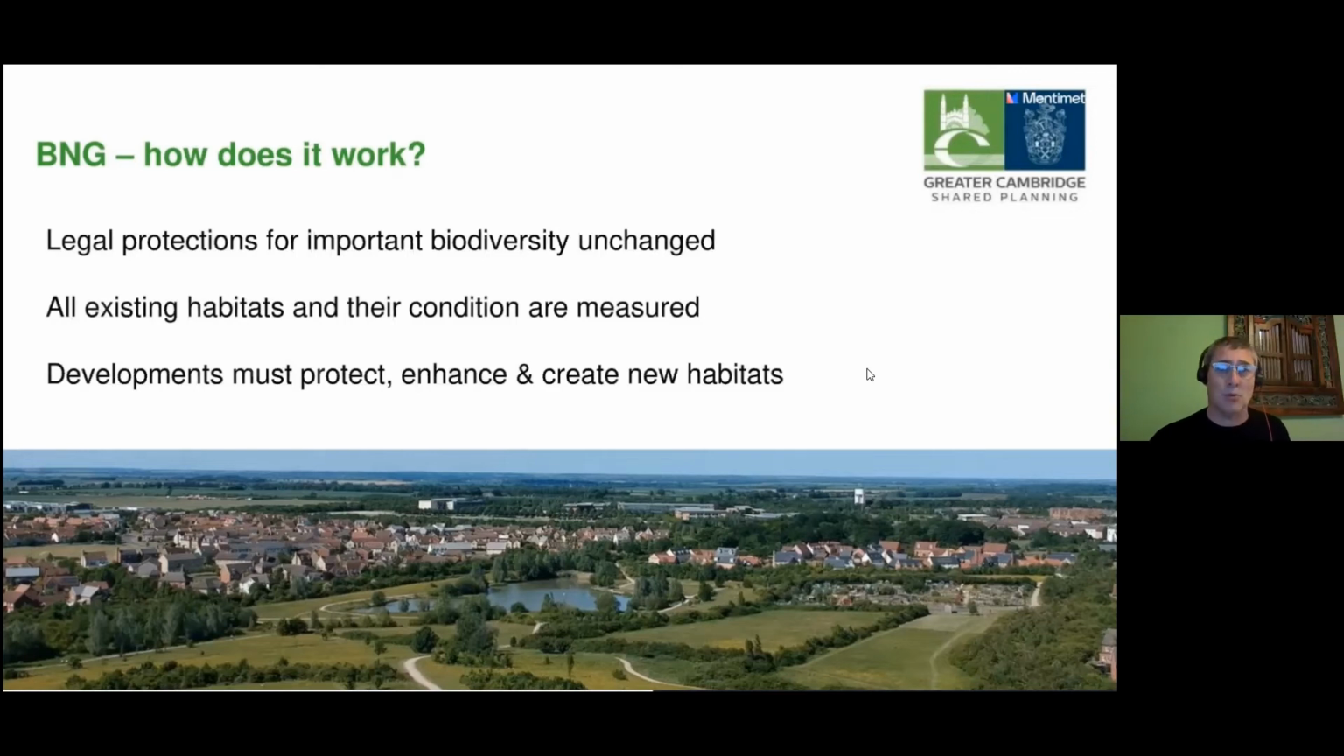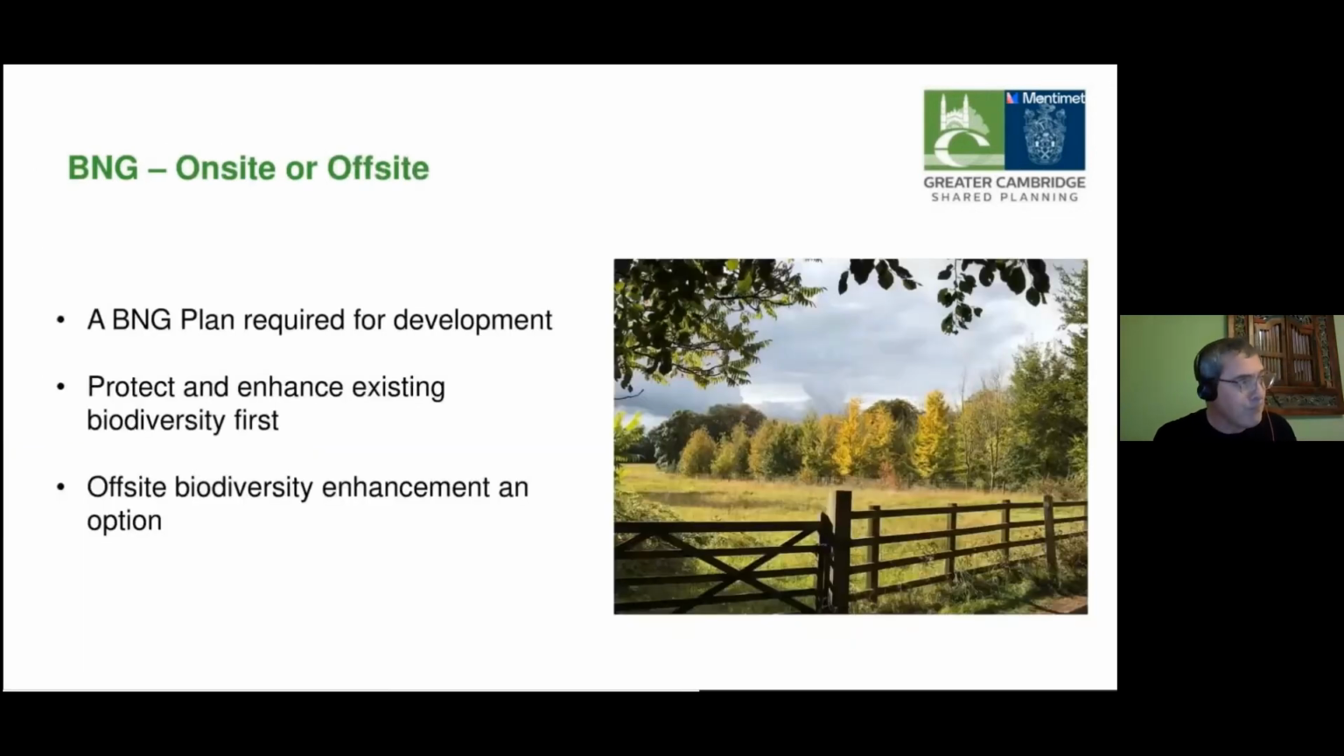Next slide, please, Paul. So this is one of the thorny topics that we're not going to get into too much today, because it could last the whole afternoon. But on-site versus off-site, we're hoping that, as I said, a biodiversity net gain plan is required before any development takes place. But what we're going to hope for, what we're going to push for, is that development, where possible, enhances and protects biodiversity on a given site.